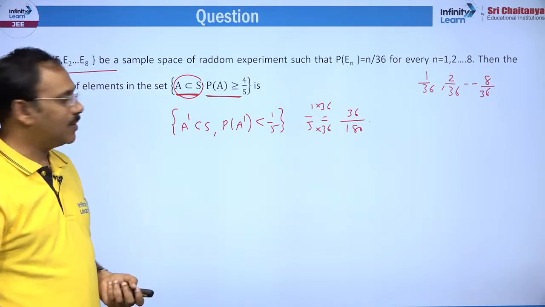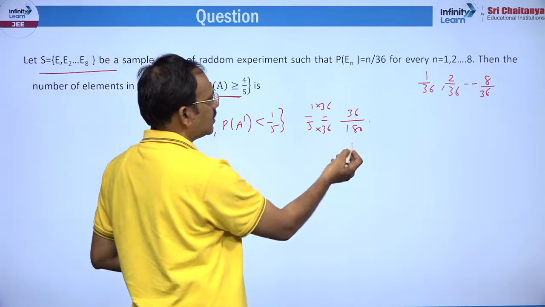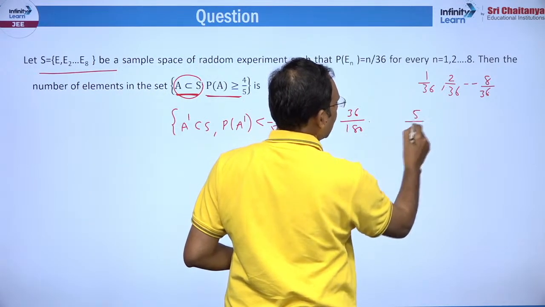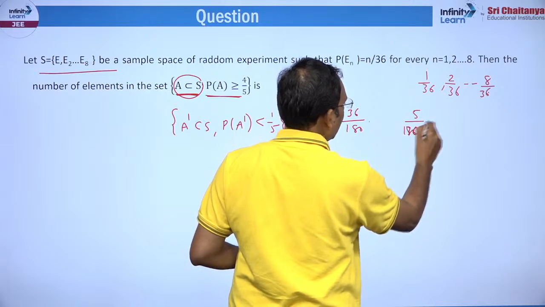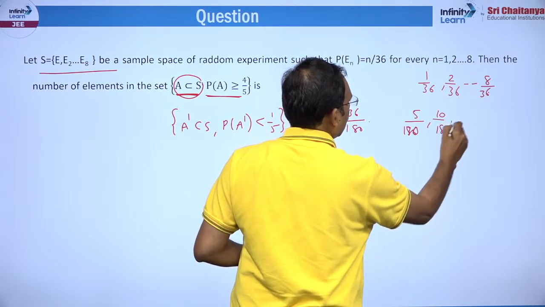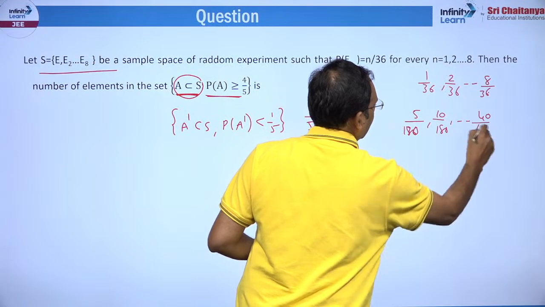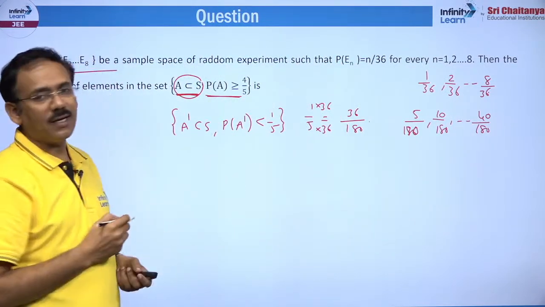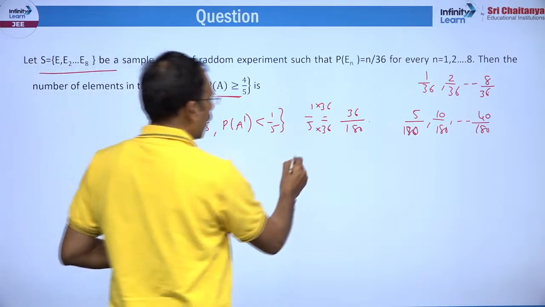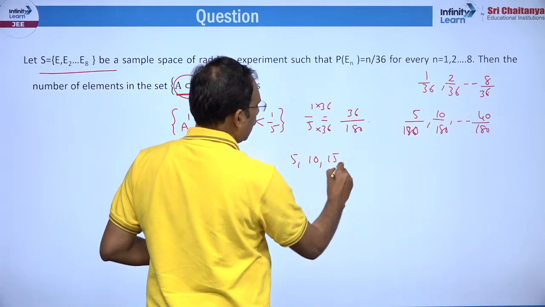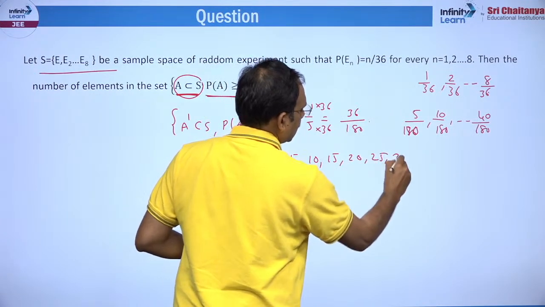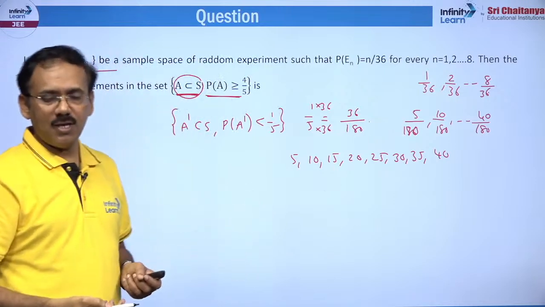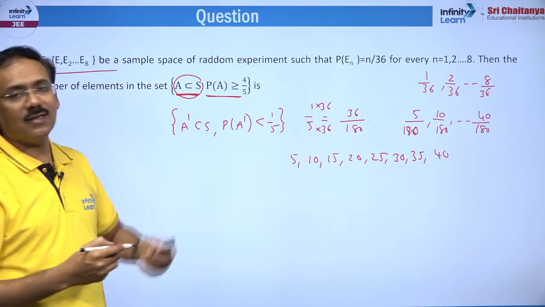So, how many will be there? Since all have 36, I have multiplied by 5, so you can just treat the probabilities as 5 by 180, 10 by 180 and so on, up to 40 by 180. You have to take those whose sum is less than 36 by 180. That means out of 5, 10, 15, 20, 25, 30, 35, 40, you have to choose those combinations where the sum is less than 36.